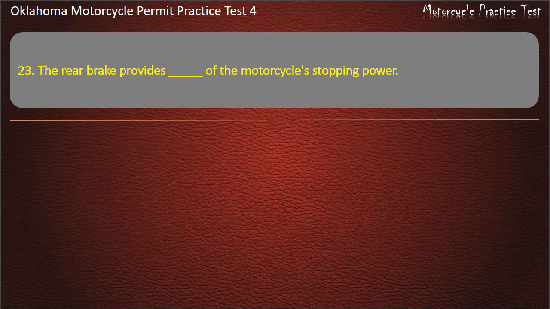Question 23. The rear brake provides blank of the motorcycle's stopping power. Half. 1/4. 3/4. All. Answer. 1/4.